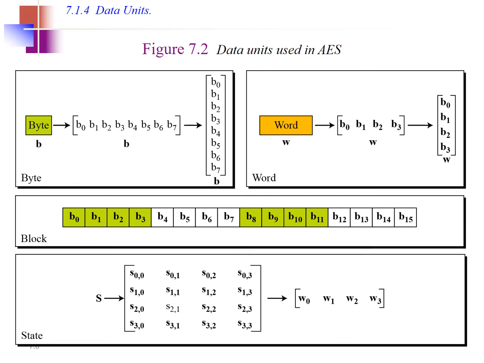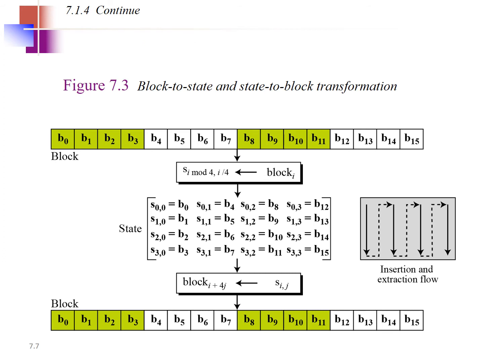This is what is represented in this one. Now you can see that what I told is represented here. First one will be B0, B1, B2, B3, and we will be writing it like this. Then B4, B5, B6, B7, then B8, B9, B10, B11. Like that we will be representing it.